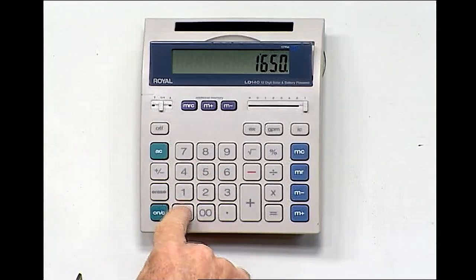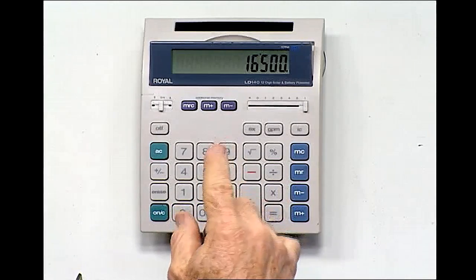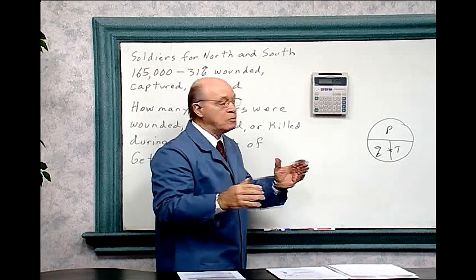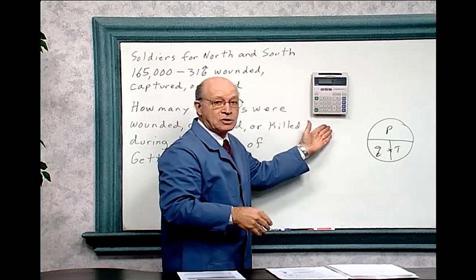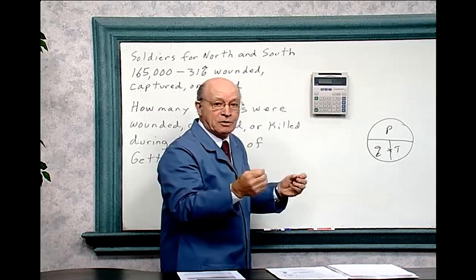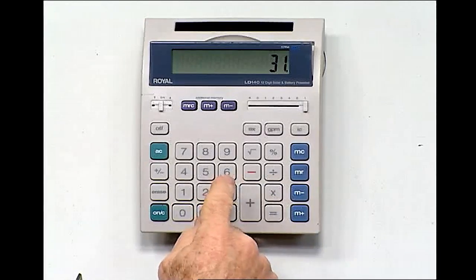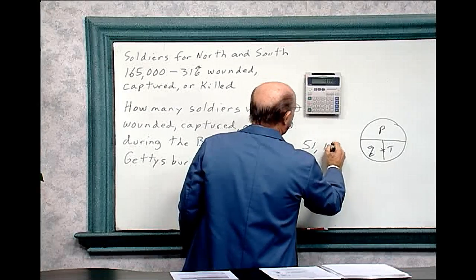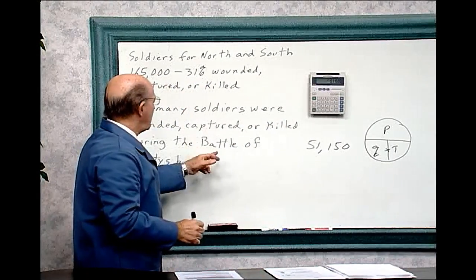165,000. Now don't just put 2 zeros in because that's 16,500. You have to add another 0. Now remember, in working with a calculator, you must put in the right numbers to get the right answers. Now they're excellent servants here, these calculators, but it still relies on the human being putting in the right numbers. And then we multiply that times 31%, and that equals 51,150 soldiers were either wounded, captured, or killed in the Battle of Gettysburg.